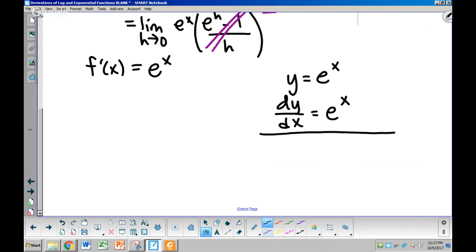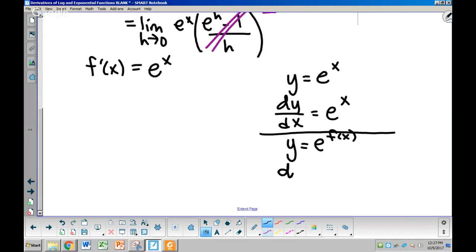But what happens if I have a function other than x up there? I have y equals e to the f of x. What do you think I have to do now? I have to use the chain rule, right? Because what is the outside function here? It's e to the x. The inside function is f of x because I composed it by plugging in f of x where x is.